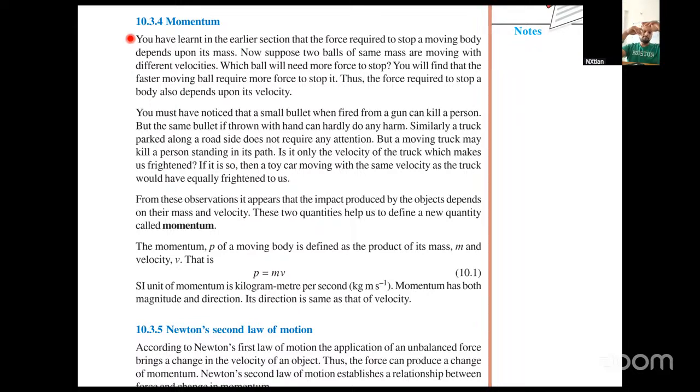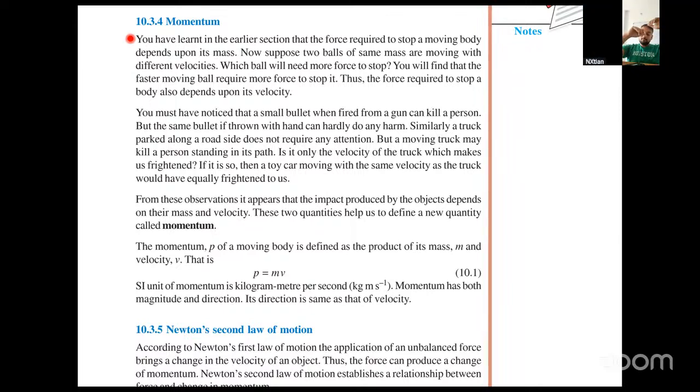From these observations, it appears that the impact produced by the objects depends on their mass and velocity. These two quantities help us to define a new quantity called momentum. The momentum p of a moving body is defined as the product of its mass m and velocity v, that is p equal to mv.